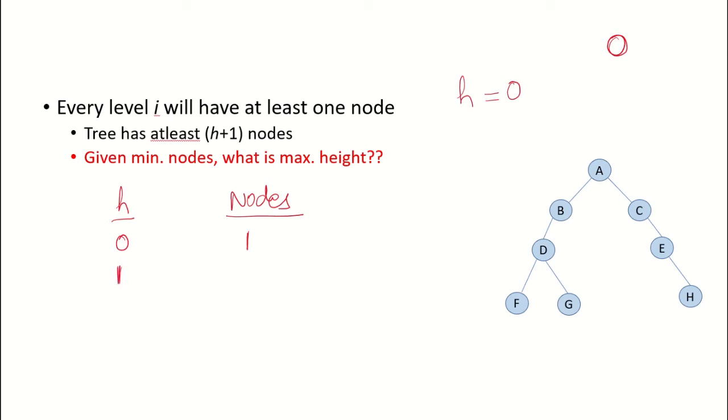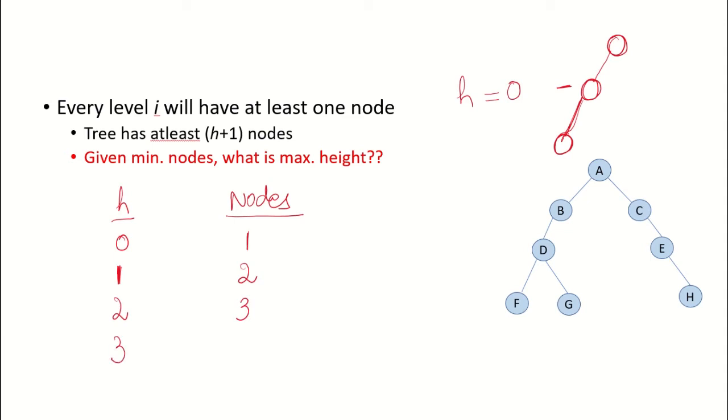If the height of the tree is 1, that means at least one more level has been added to this. So then the minimum number of nodes has to be at least 2. If the height of the tree is 2, that means there should be at least one node below this level so that the height can be 2. And in this case, the number of nodes would be 3.